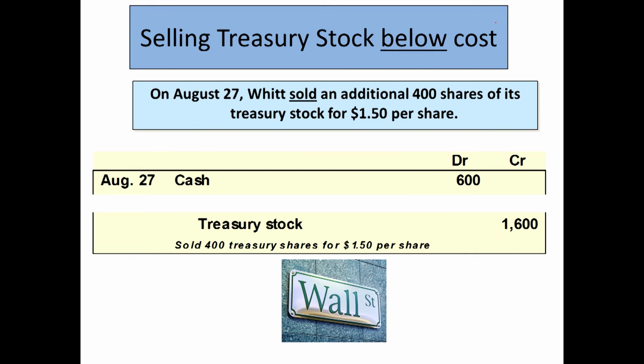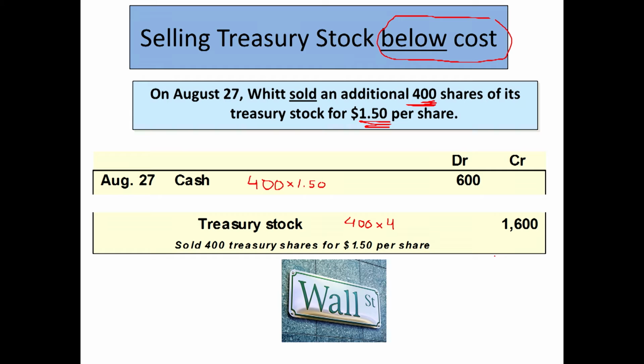What happens if we sell it below cost? Well, we're going to see what happens. Let's say we sell an additional 400 shares of our Treasury stock for $1.50 per share. Well, how much cash comes in? 400 times what we sold it for, $1.50, which is $600 debit to cash. Then we credit Treasury stock for 400 shares times what was our cost of it? Four, which is $1,600.